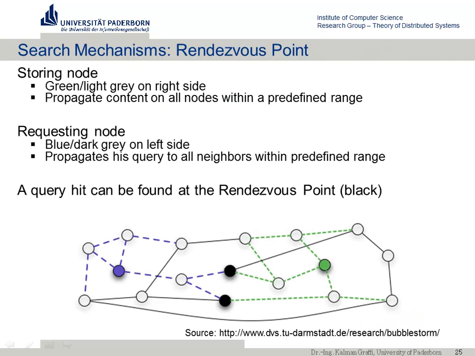Okay, so having seen these four types of search principles, how it can be done, we are now looking at specific protocols, how they implemented these principles.